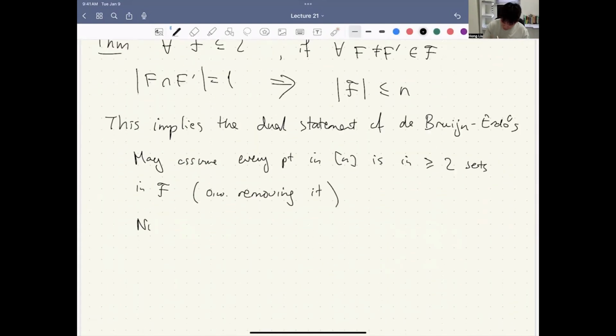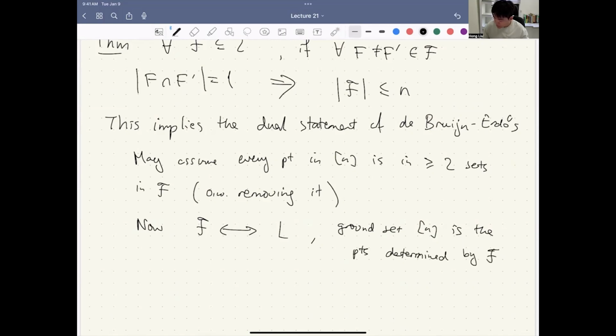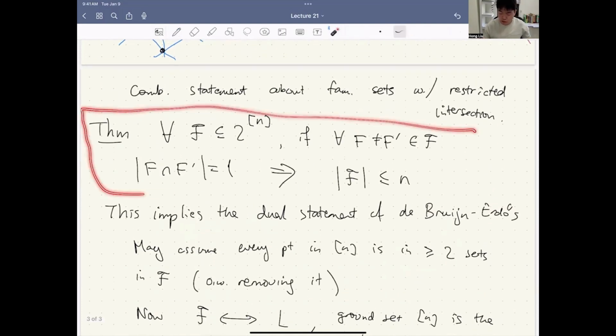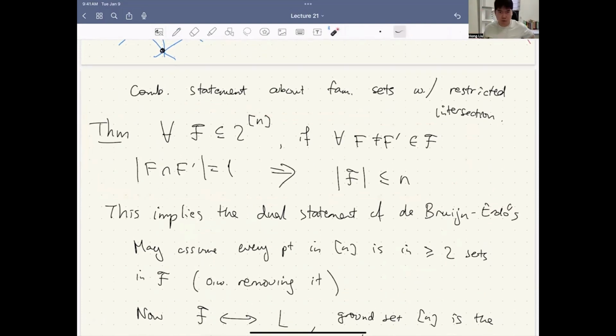Now, F is the set of lines and the ground set is the point determined by F, which is L. All right. So let's see how we prove this pure combinatorial statement. Forget about the geometric statements.